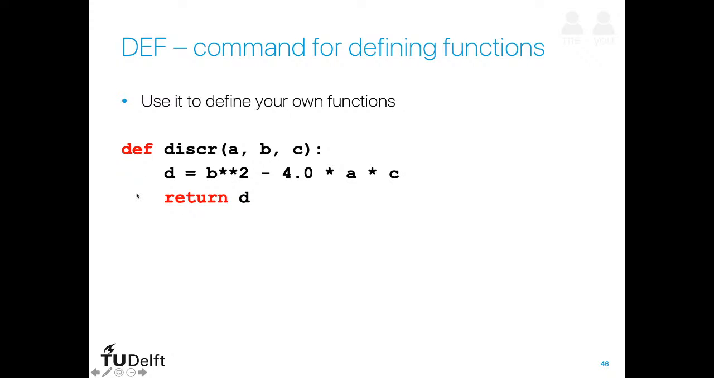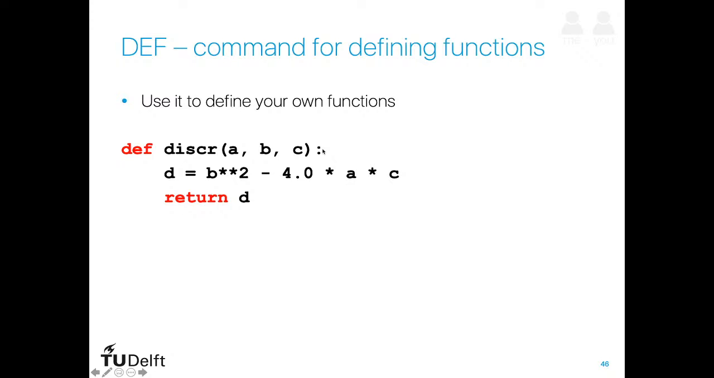So let's say we look back at the quadratic equation solver that we made 2 days ago. One part of that is that you have to calculate the discriminant of the quadratic equation. Well, we can make a function out of that, and that's what you do here. With the def command, you define a function. The name of the function in this case is discriminant, and it takes 3 arguments, a, b, and c.